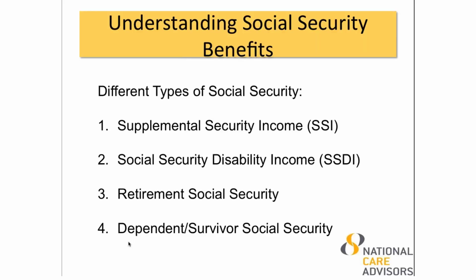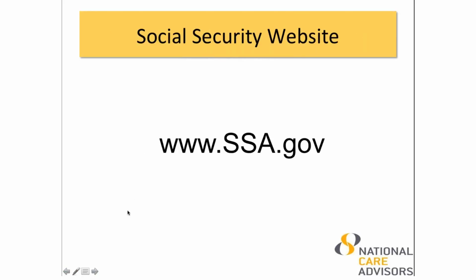The four main types that we usually encounter are Supplemental Security Income, or SSI, Social Security Disability Income, which is commonly called SSDI, Retirement Social Security, and Dependent or Survivor Social Security.